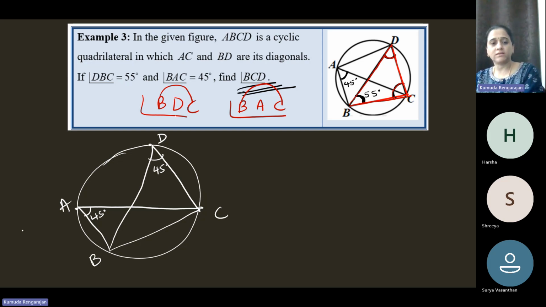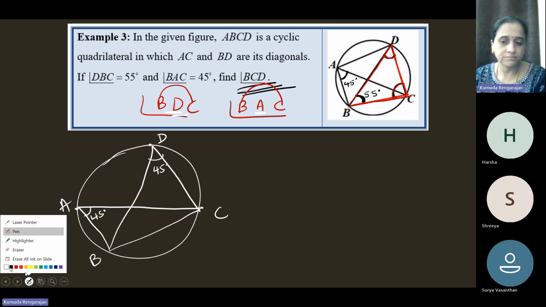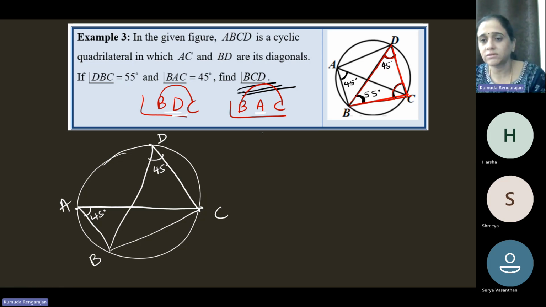BC is the chord. D and A are the points on the circumference. So these two angles are equal. So BAC is 45, so BDC is also 45. So you found this angle, 45 degrees. By the angle sum property, 55 plus 45 is 100, and 180 minus 100, so this is 80 degrees.